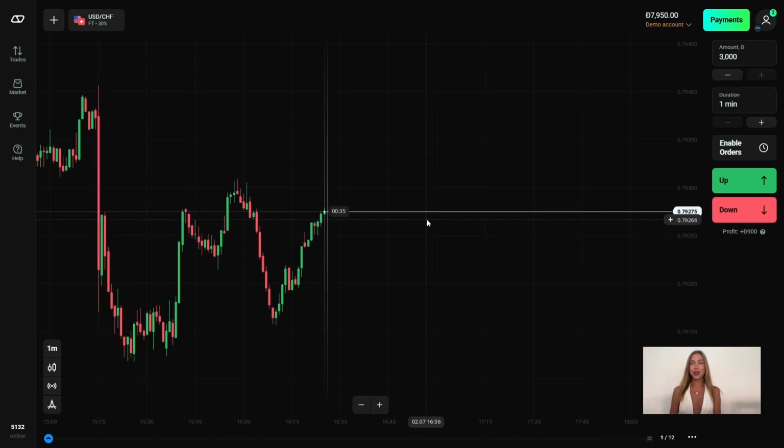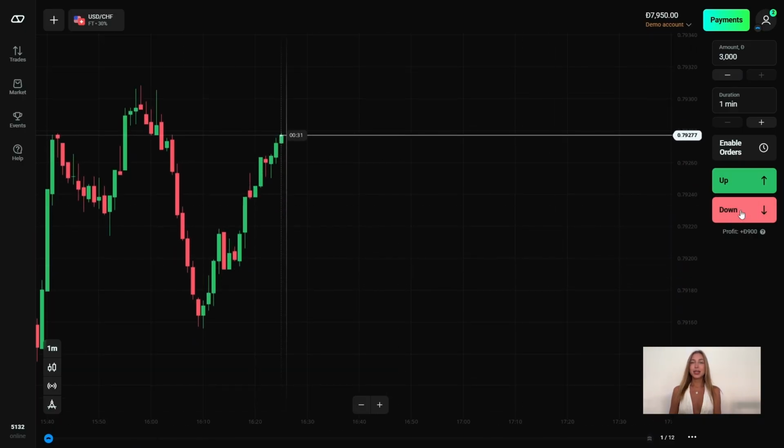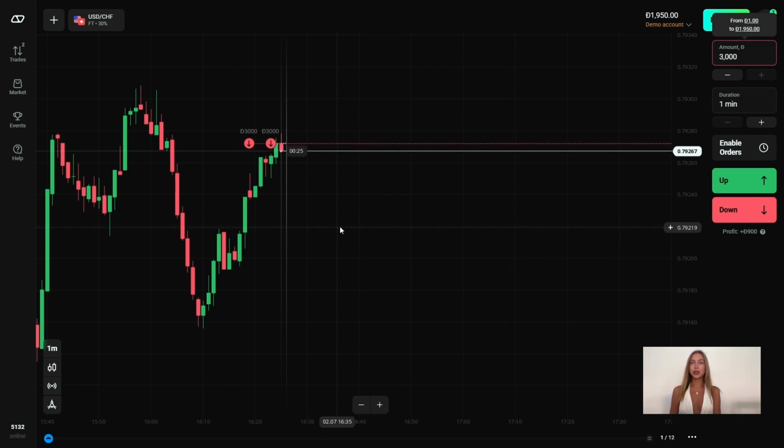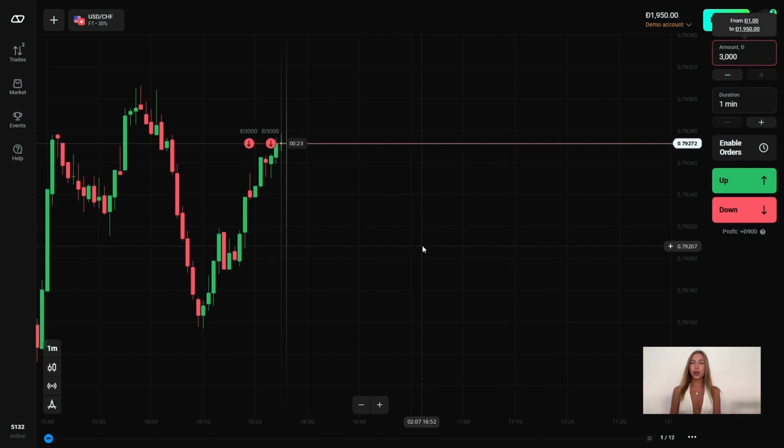So I selected the correct currency pair and I will open a sell trade. I will use 6,000 for this trade. If this trade closes in profit, I will receive a net profit of 30% of my trade amount.